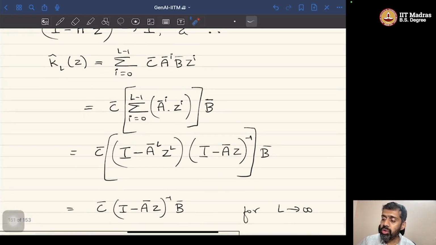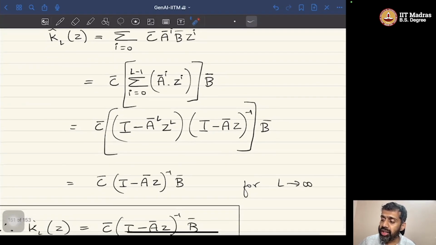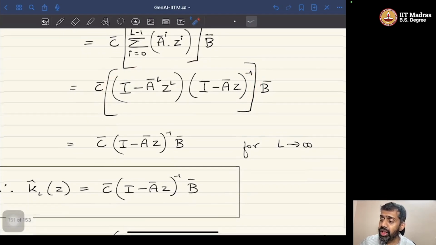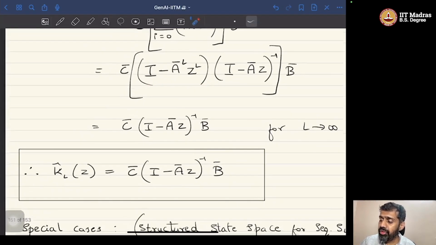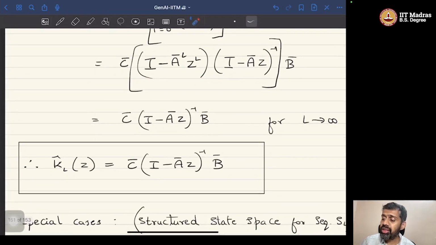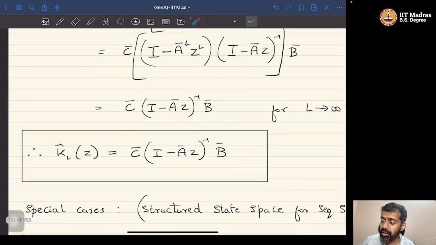What did we do? We just took every term that was not dependent on i outside of the summation, and using the formula for matrix geometric series, we wrote down this sum in terms of inverses of these two matrices. For L going to infinity, this entire term is identity. Therefore, the truncated generating function of the kernel is given by this particular expression, which is C bar times (I minus A bar Z) inverse times B bar.